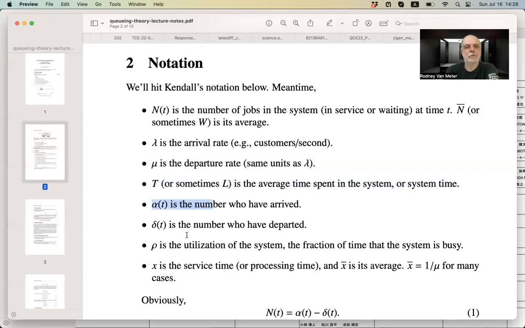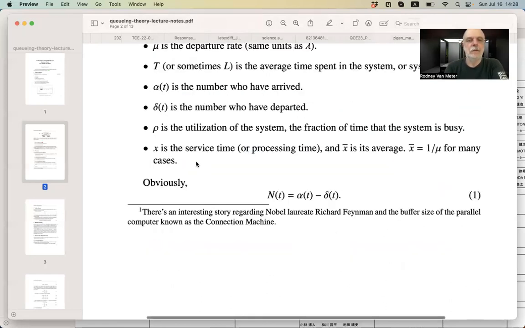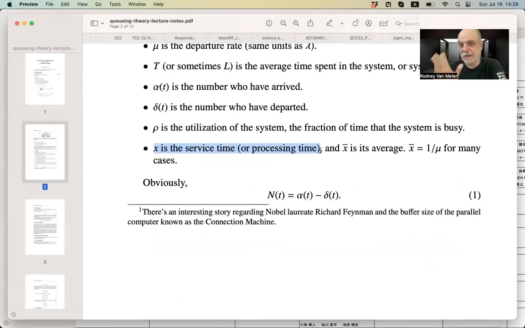Two other things, which we actually won't use very much. Alpha of t is the number of customers who have arrived so far in the history of our system. Delta of t is the number of customers who have departed from our system so far. And this little letter, this is not the English p, this is the Greek rho. Rho is the utilization of the system, or the fraction of the time that the system is actually busy. X is the service time or processing time, not including the waiting time, just the amount of time it takes to process this. And X bar is the average.